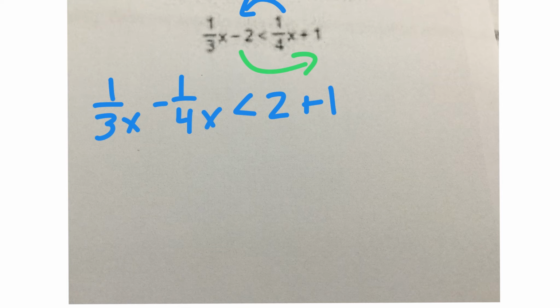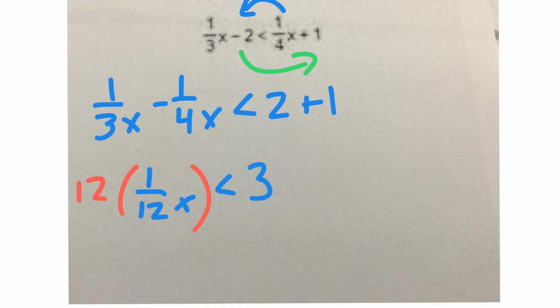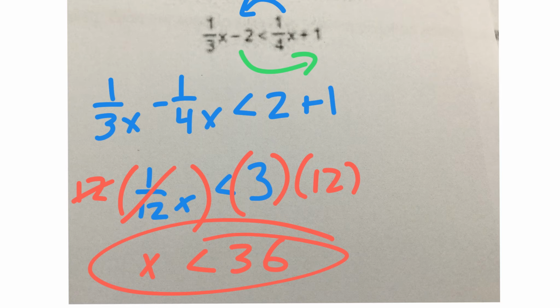So 1/3 minus 1/4 is 1/12. 2 plus 1 is 3. x is being multiplied by 1/12. So I'm going to multiply by the reciprocal on both sides, which tells me x is less than 36.